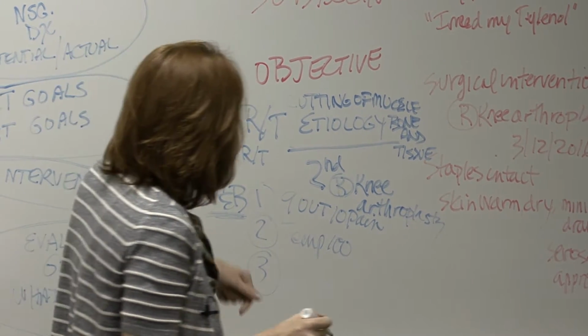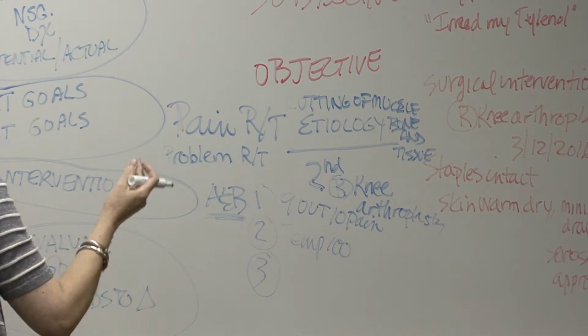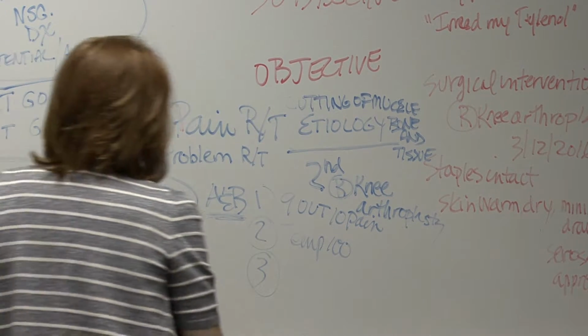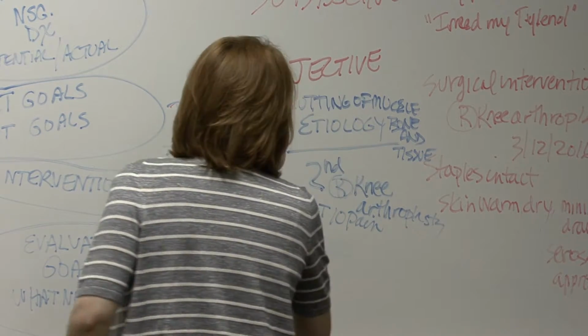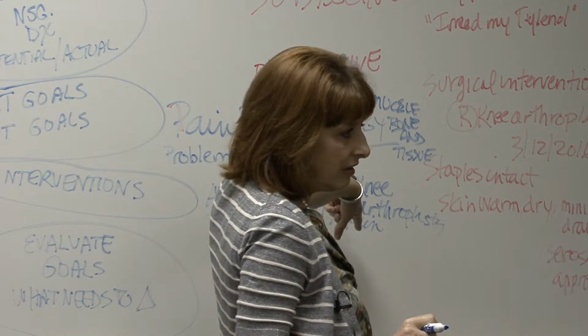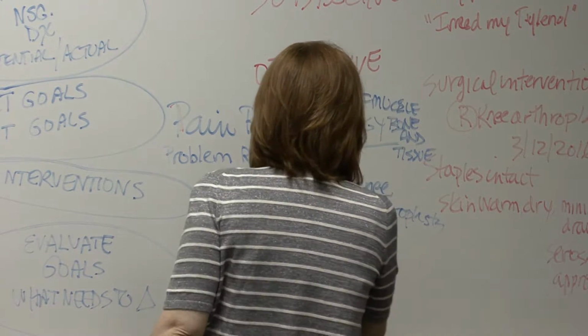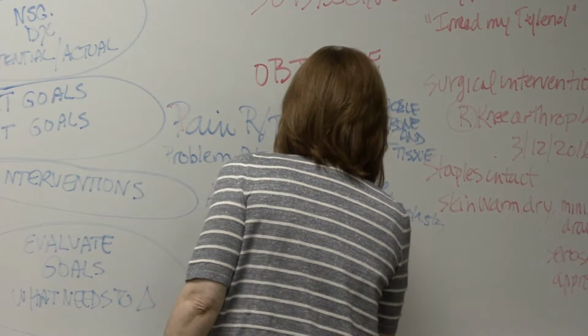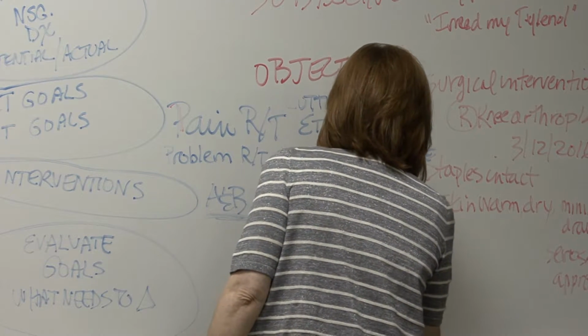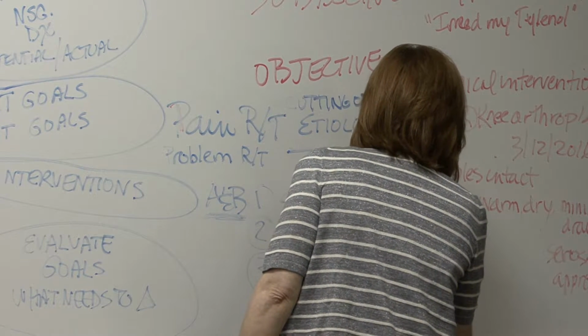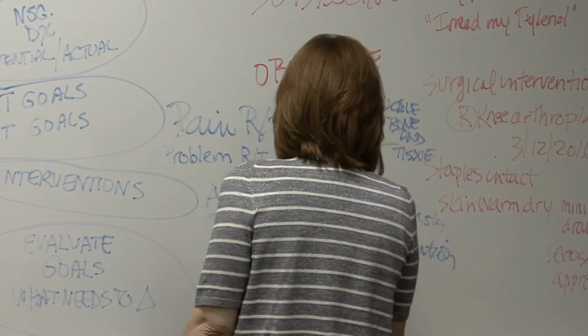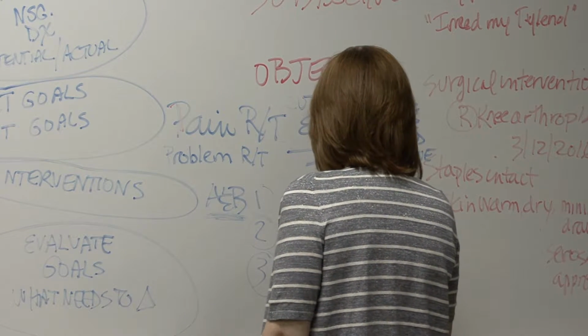All right, so we would take off temp because we didn't list it. Okay, we take off temp. We would definitely want the 9 out of 10 pain, because that's important. I would put down surgical intervention. And requesting Tylenol.